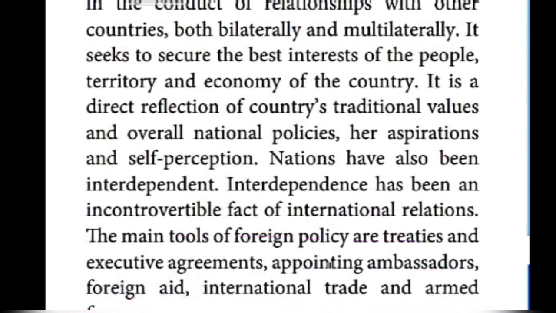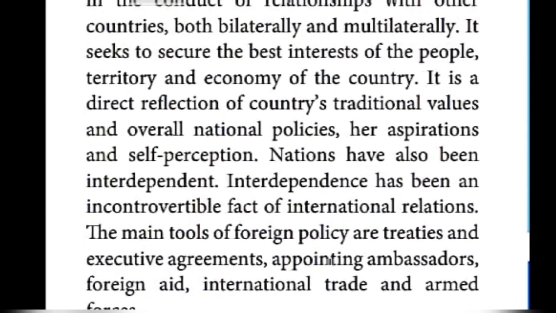International trade and armed forces. So these are the main tools of foreign policy. Treaties and executive agreements, appointing ambassadors, foreign aid, international trade and armed forces. So these are the main tools of the foreign policy.